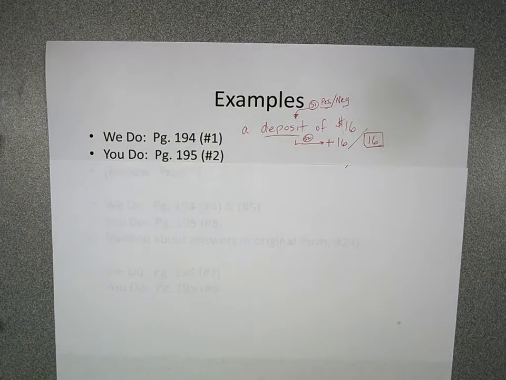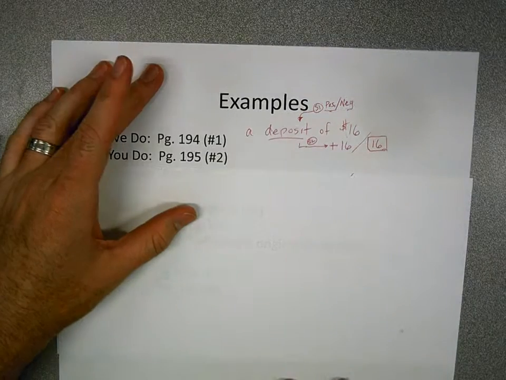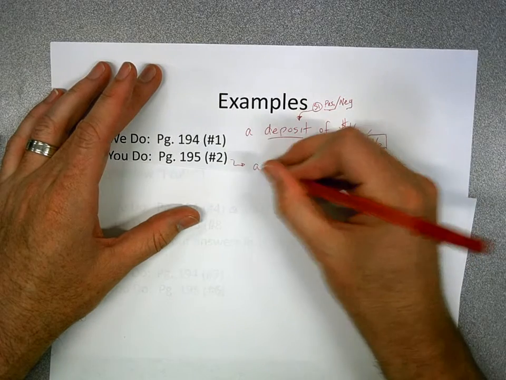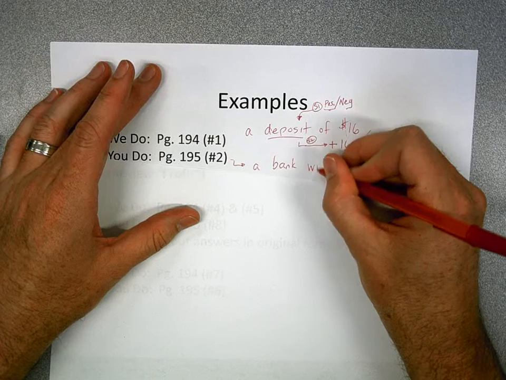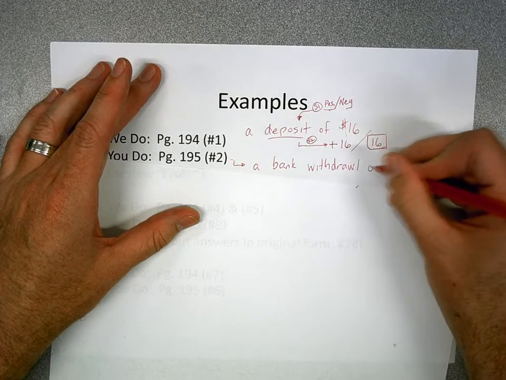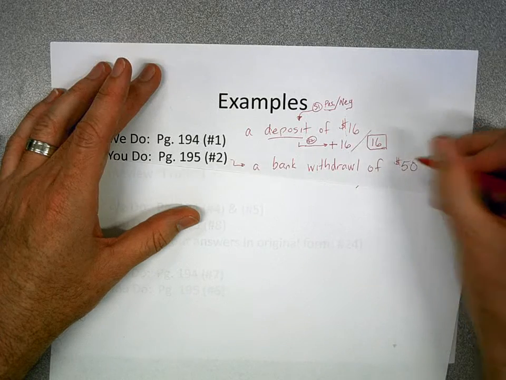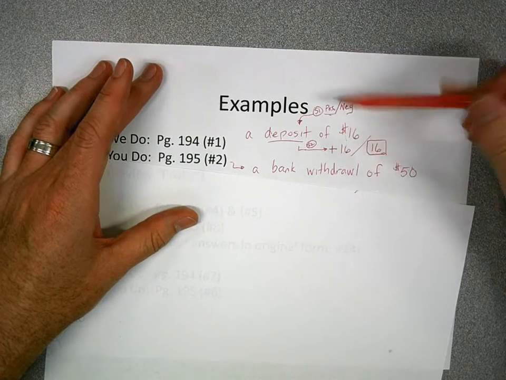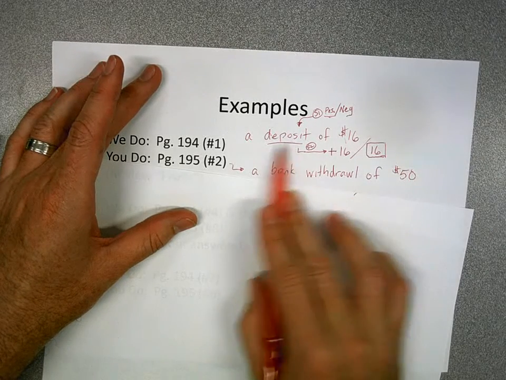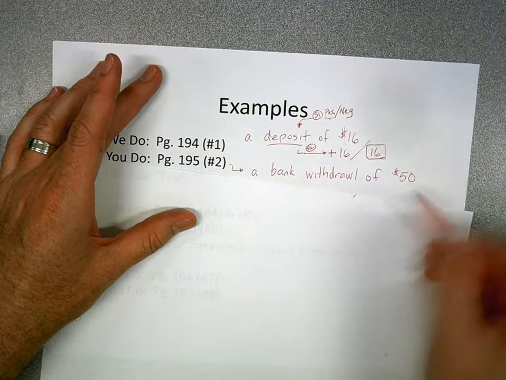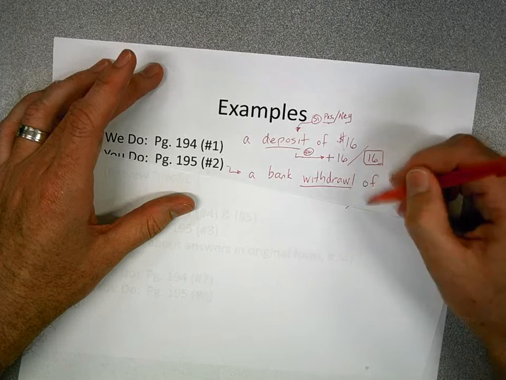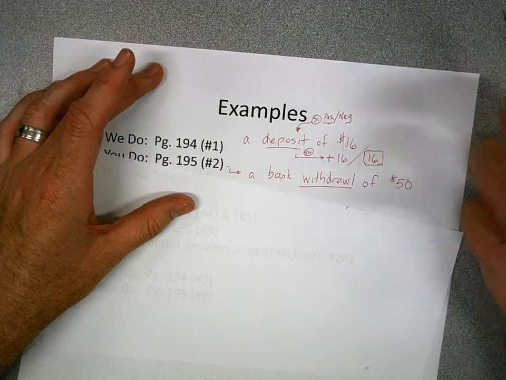Okay, so page 195, number 2, it says a bank withdrawal of $50. Here we go, this is what you should have done. I'm going to follow along our steps. Step 1, let's take a look at the key word. That's what we had underlined in the first one, deposit, right? Well, this is a bank withdrawal. I kind of gave you the answer earlier by defining what withdrawal was. You're taking money out. Remember, I said it was the opposite.